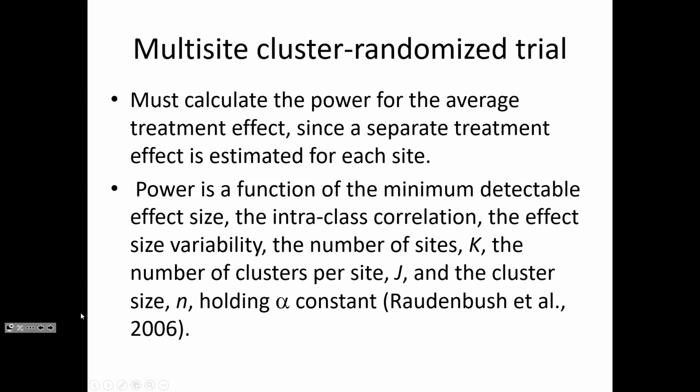So now into power, we add one more parameter: the number of clusters per site, and the number of sites. So now J is the number of clusters per site, not the number of clusters anymore, and K is the number of sites. Now power is going to be a function of the number of people per cluster, which is still going to be less important than the number of clusters. But now J is not the thing that's going to totally drive the boat anymore either, because it's the number of clusters per site. And the number of sites is going to be really important, and way more important if there's a lot of variability in the treatment effect across sites.